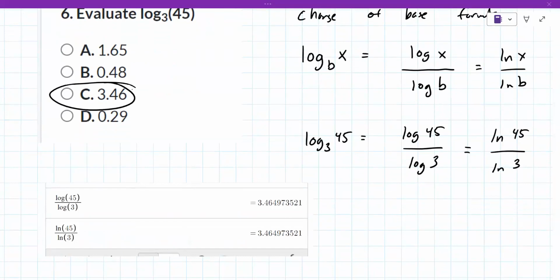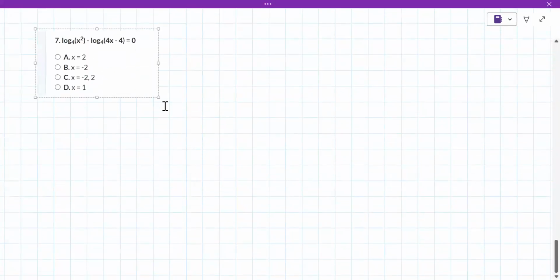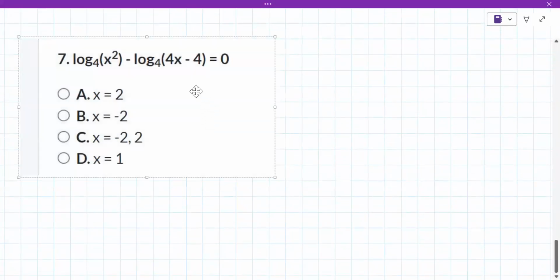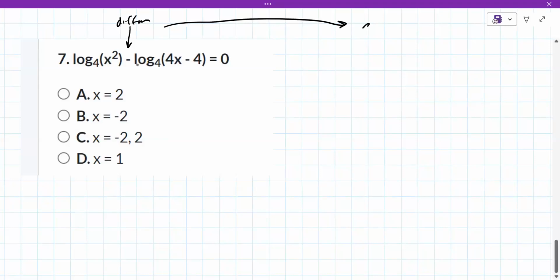Number 8 here. No, number 7. Don't want to skip number 7. All right, so we looked at a problem like this earlier. A difference becomes a quotient. Almost said product. Log base 4 of x squared, so the thing inside parentheses goes on the top, over 4x minus 4 on the bottom, equals 0.